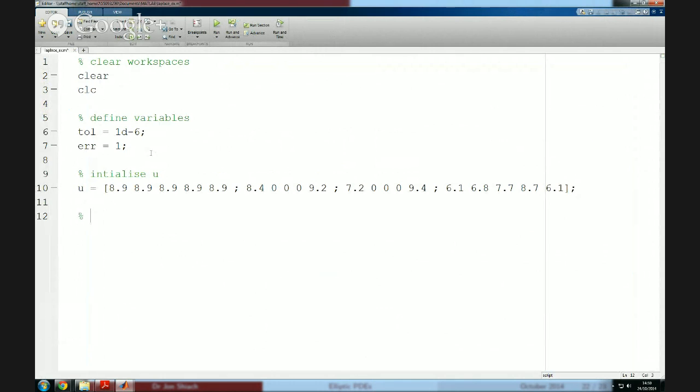What I'm going to do is use a while loop, because we don't know when we're finished. We don't know when we'll reach convergence. If I used a for loop, I'd have to say when I'm going to finish the loop. We don't know, so I'm going to use a while loop. While the error is bigger than the tolerance, we're going to keep iterating until this error value becomes less than the tolerance.